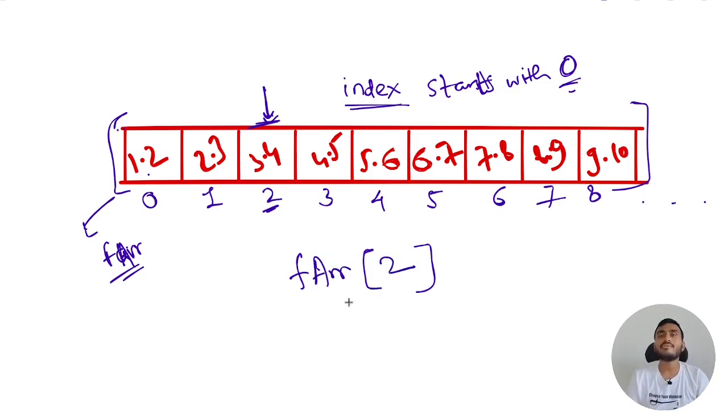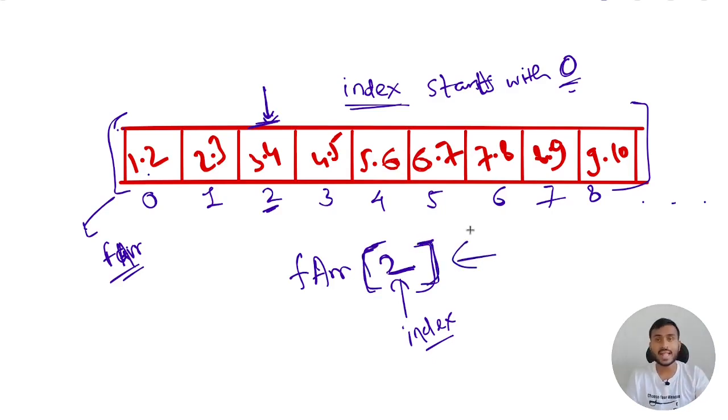So you can write FARR of 2. FARR followed by opening and closing square brackets, and in these square brackets you can write the index. This is the index of the element that you want to access. Okay, this opening and closing square bracket, when you write it after the array name, is called the subscripting operator. Now this subscripting operator helps you to get an individual element of an array.